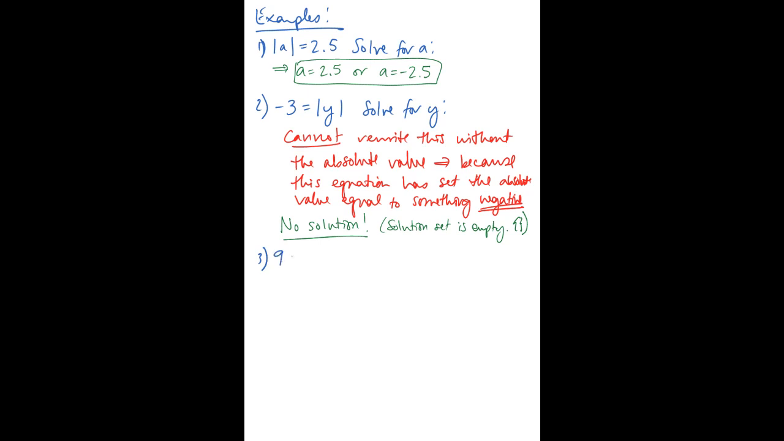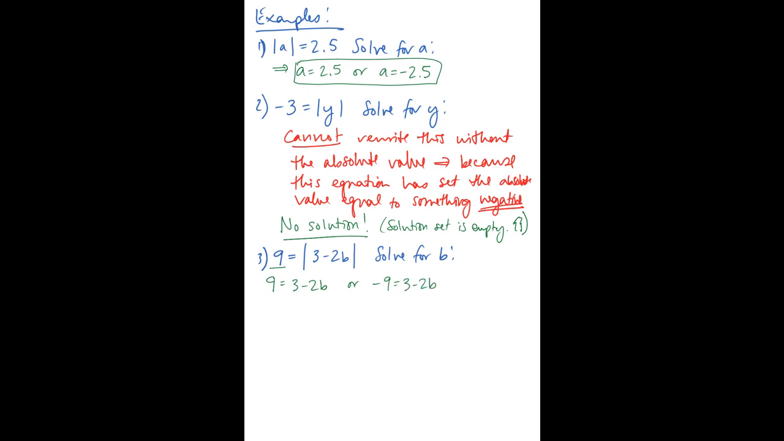We have 9 equals the absolute value of 3 minus 2b, and we'd like to solve for b. Well, we take our first steps by rewriting it without the absolute value, if possible, and that is possible because this 9 is positive. So we can rewrite this as 9 is equal to 3 minus 2b, or negative 9 is equal to 3 minus 2b.